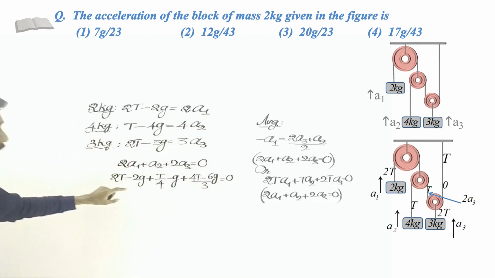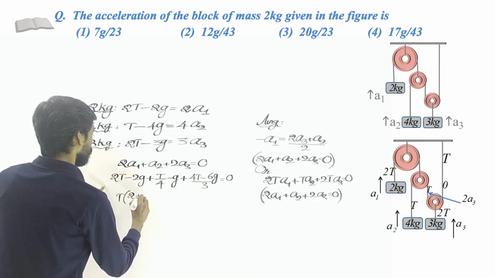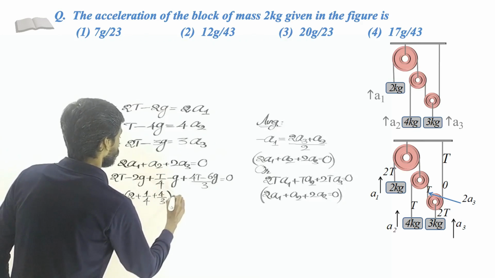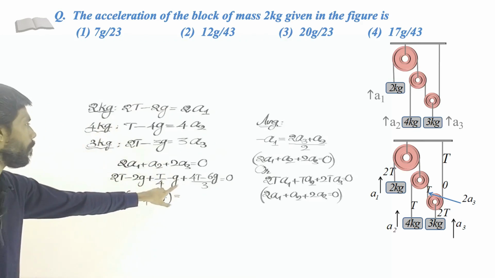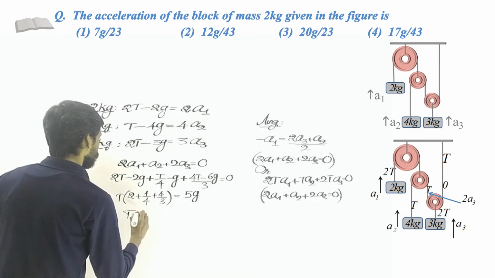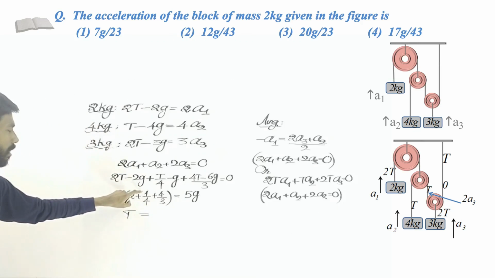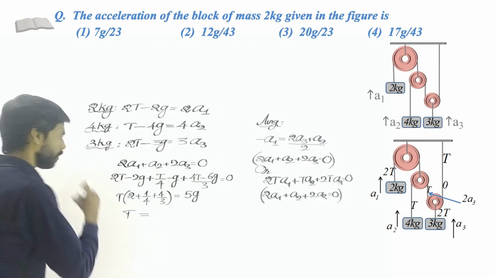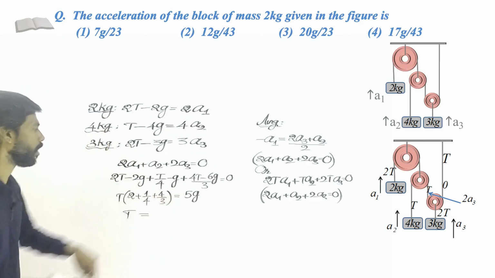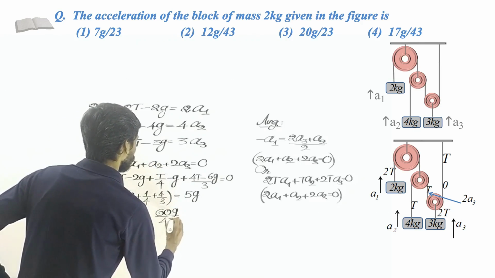Simplify this to get the value of T. If you take T out, it becomes 2 plus 1 by 4 plus 4 by 3, and that equals 2g minus 3g minus 2g, that is 5g. Taking 12 as the common denominator, 24 plus 3 is 27, 27 plus 16 is 43, so 43T divided by 12 equals 5g. So 12 times 5, that is T equals 60g divided by 43. So that is the tension T.